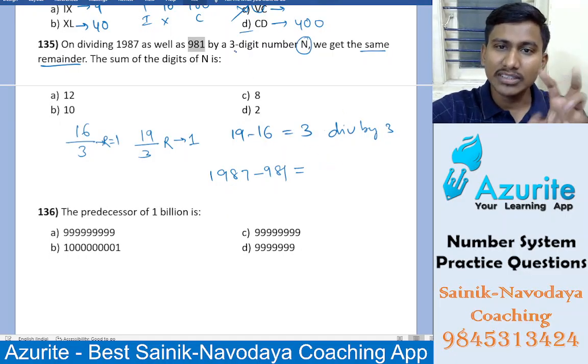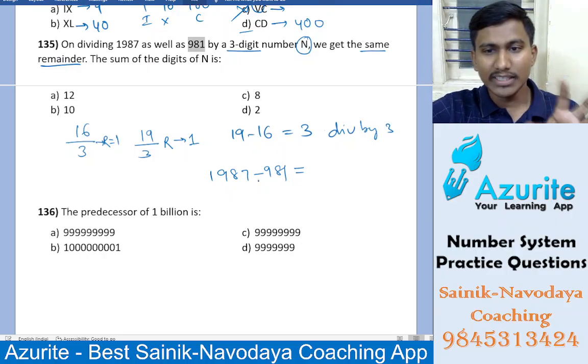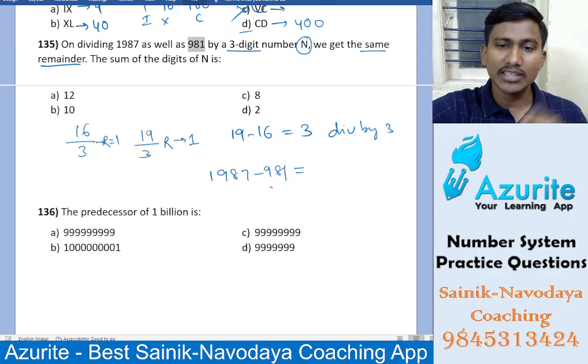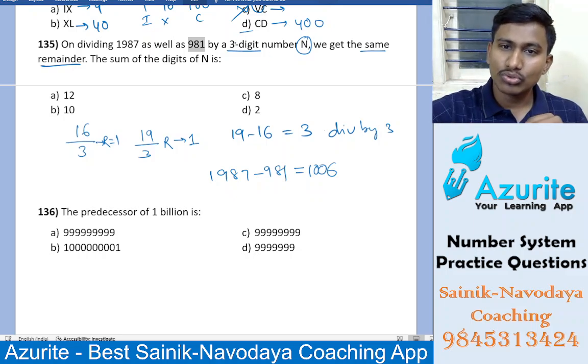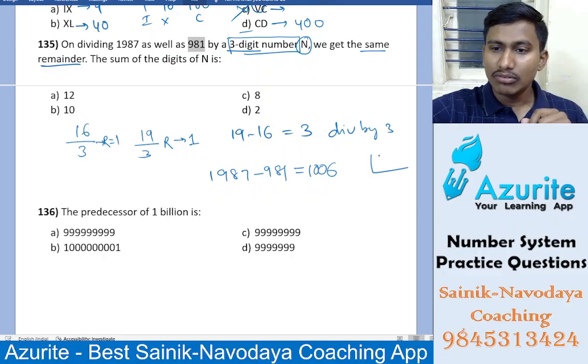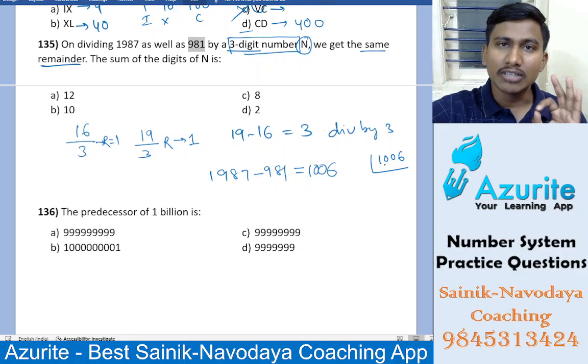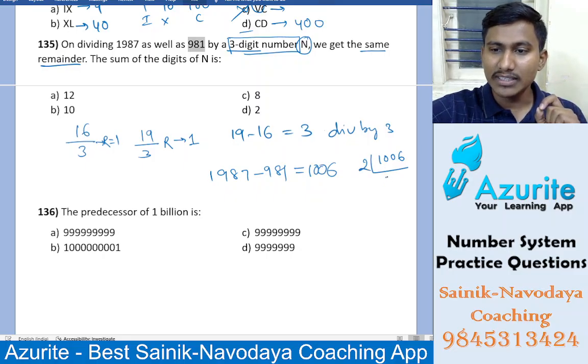That should be a 3-digit number, right? So if you subtract, what answer will come? 7 minus 1 is 6, 8 minus 8 is 0, 9 minus 9 is 0, so 6. So 6 will come. Hmm, the transcript says 1006, a 4-digit number. We need a 3-digit number, so let us find the factors of it. 1006 is an even number, so let's divide with 2. 2 fives are 10, 2 zeros are 0, 2 threes are 6. So 503, and 503 is a prime number.